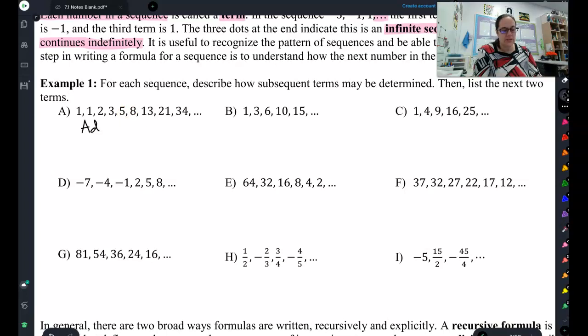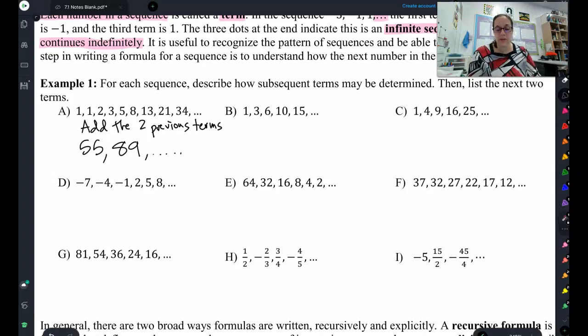So I would say for this description, add the 2 previous terms. Then I want you to list the next 2 terms. So if I add these 2 previous ones, that gives me that my next term is 55. And then I add 55 and 34, which gives me my next term is 89. And on and on. So that's what I would like you to do with each of these sequences. Describe the pattern and find the next 2 terms in the sequence. Try the rest of these sequences, the rest of these 8, and then come back and let's see if we found the patterns the same.